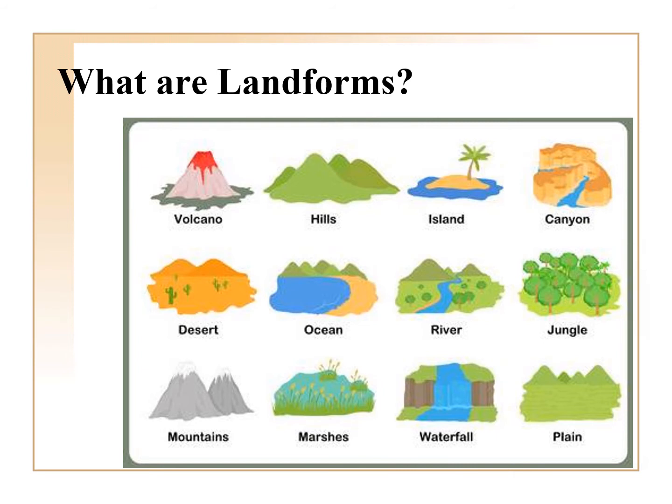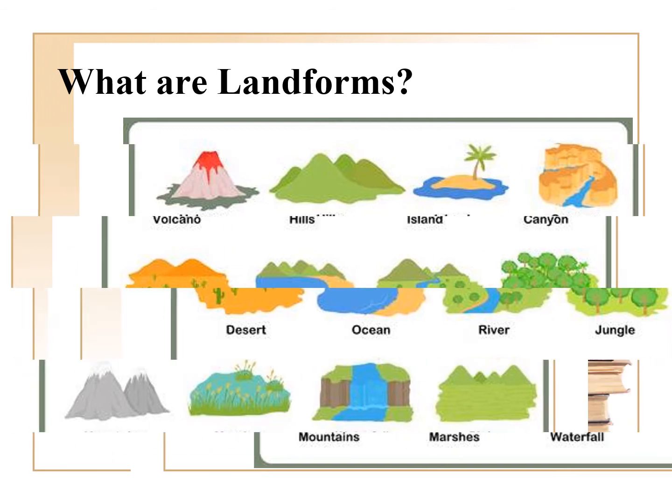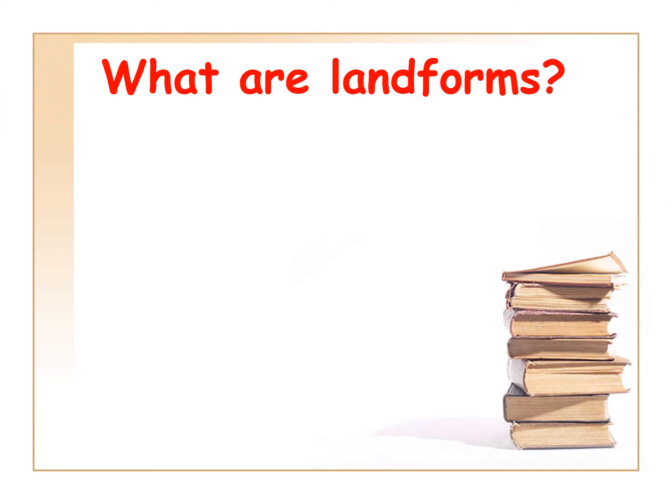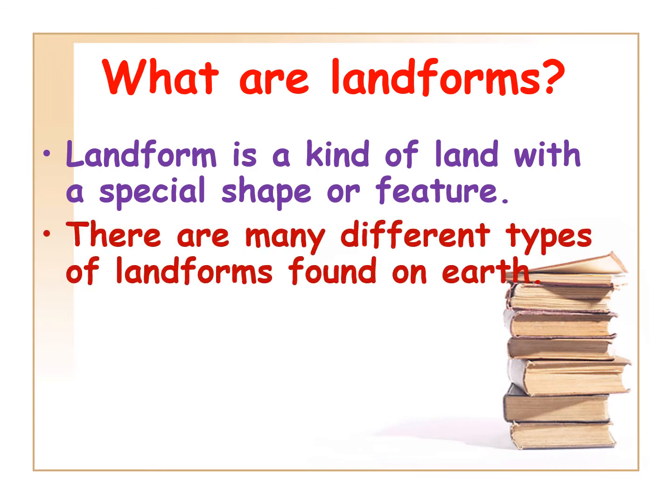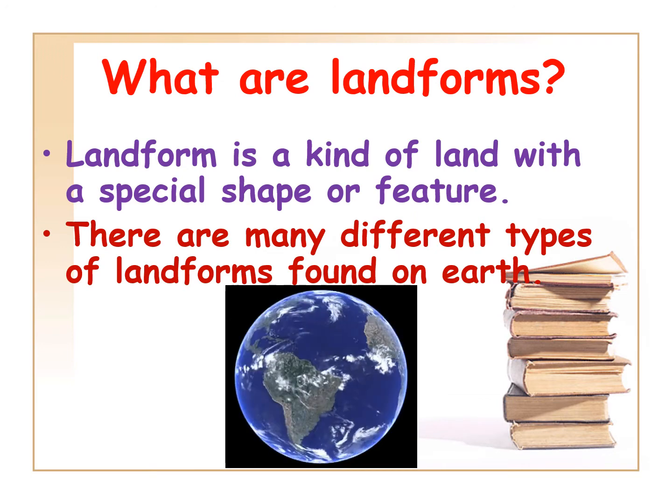So then what are landforms? These are the various landforms that you will find in different parts of Earth. We are not going to learn all of them, but we may learn a little more than what the vocabulary words suggest, just for additional information. Let's have a quick look. So what are landforms? A landform is a kind of land with a special shape or feature. There are many different types of landforms found on Earth.